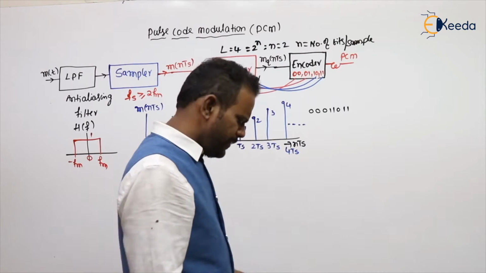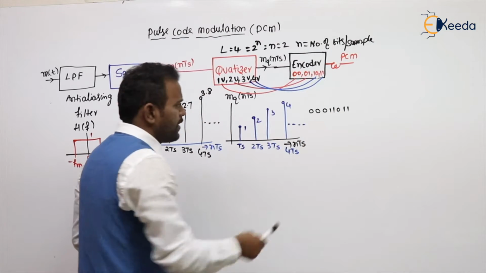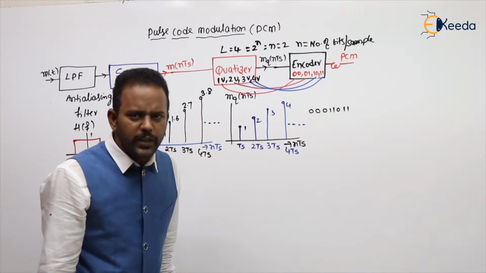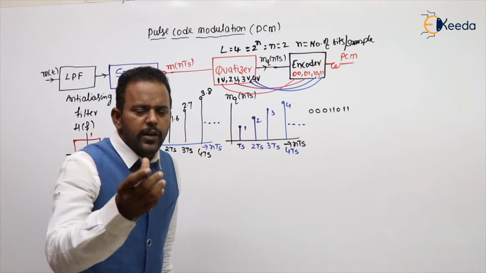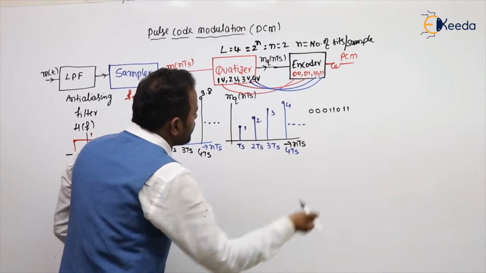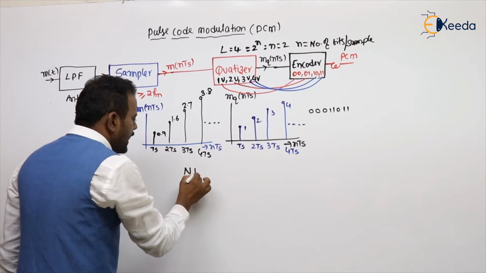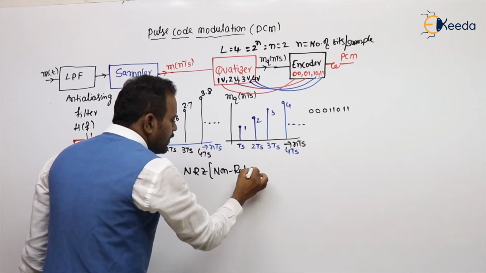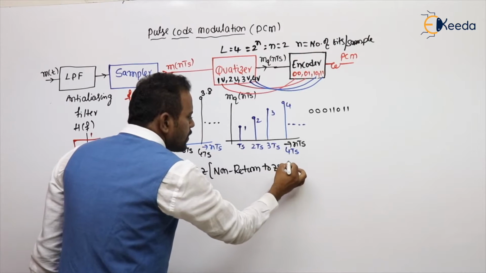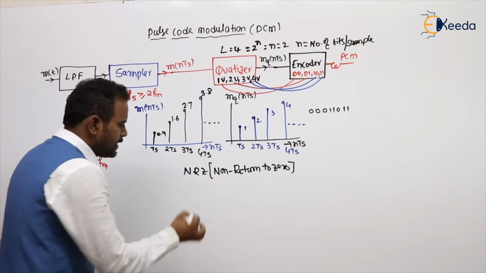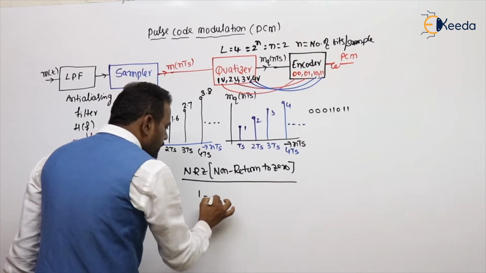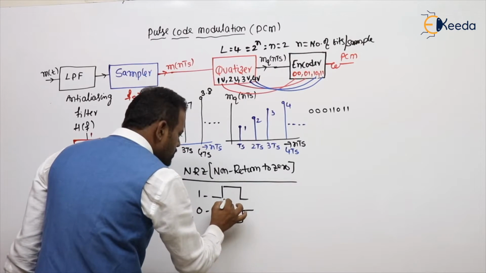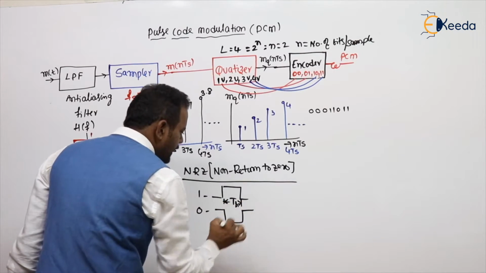Now, here we got the zeros and ones. What is meant for 1, what is meant for 0? Here for representing this, we have different signaling schemes. Of course, what we are using in PCM is the NRZ technique. What is NRZ? Non-return to zero. In this technique, 1 is represented by a positive pulse, 0 is represented by a negative pulse. Both are of same duration, TB.